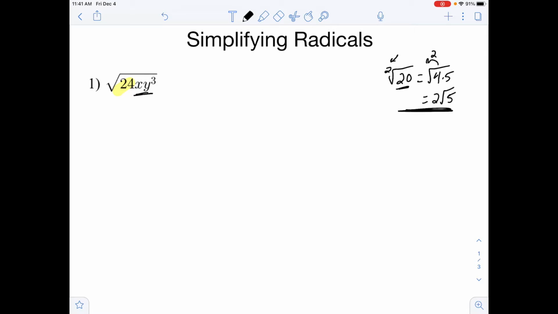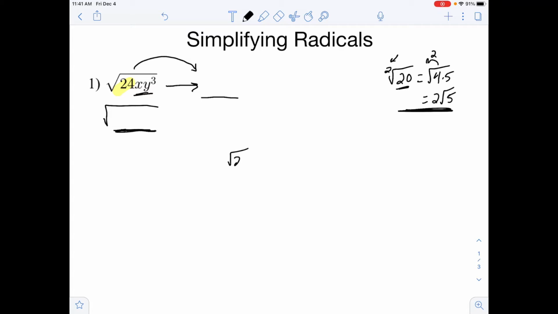So what I like to do with my students is I just tell them to draw a line this way, and what we're going to put here is everything that's going to come out of the radical. And then over here, we're going to put whatever's staying inside the radical. You can even put another radical here. So what we take out is going to go here, and what's going to stay inside is going to be in here.